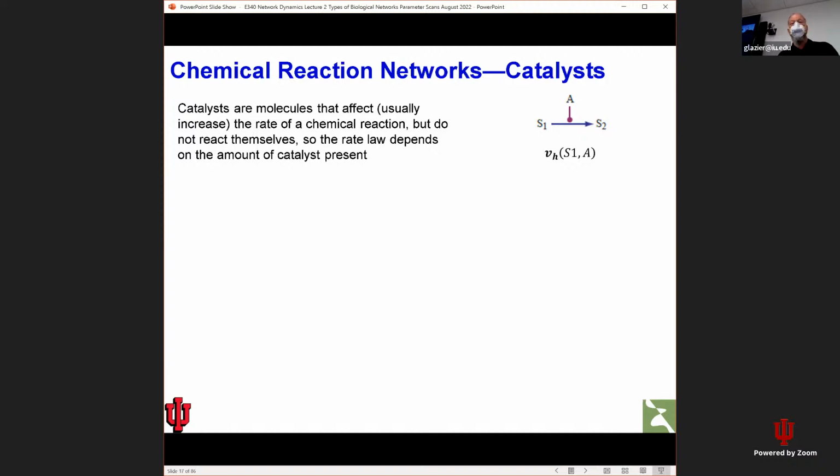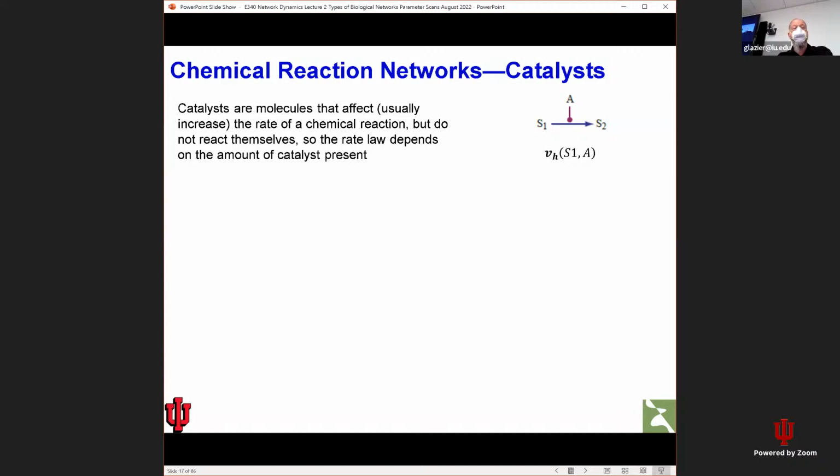So the amount of A is important, but it's not used up. And because it's not used up, we need a different arrow to describe it. We can be sloppy about that. And we'll typically use this lollipop arrow to represent something that increases the rate without being used up. And you'll notice there's a fundamental difference.